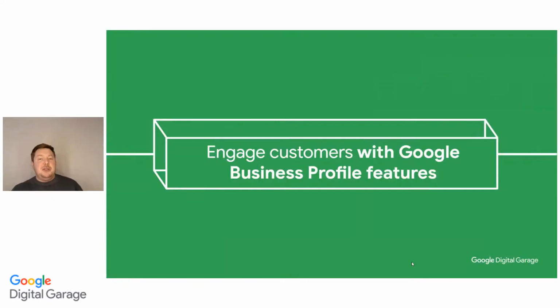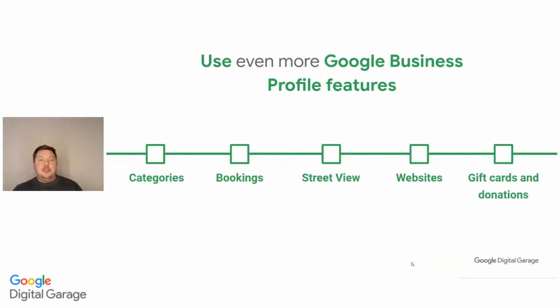Engage customers with Google My Business profile features. So use even more Google Business Profile features. You've got categories, so you can categorize what your business is. You've got bookings, so you can link to external third-party content. You can even use Google Workspace to book meetings in now as well.